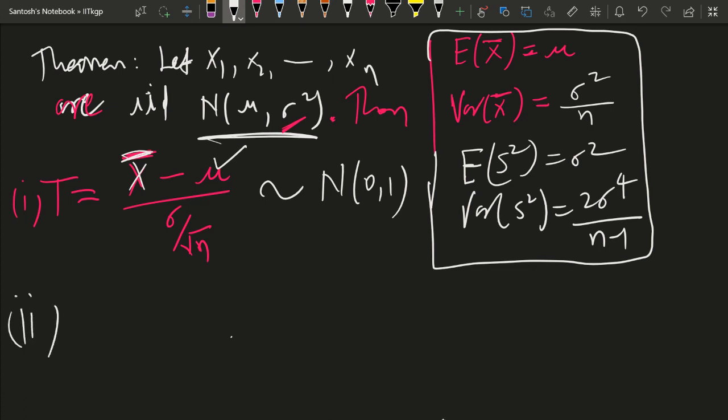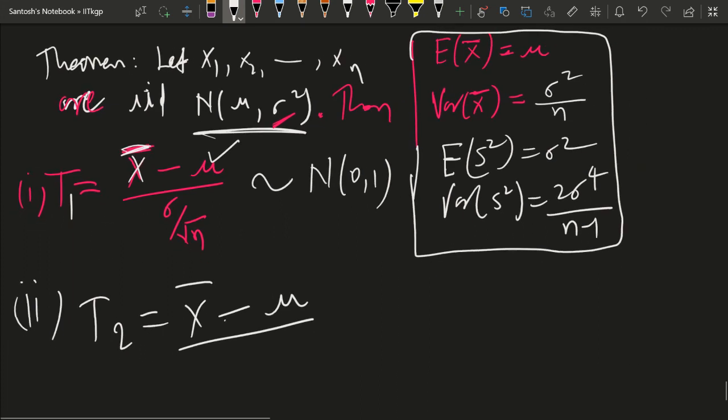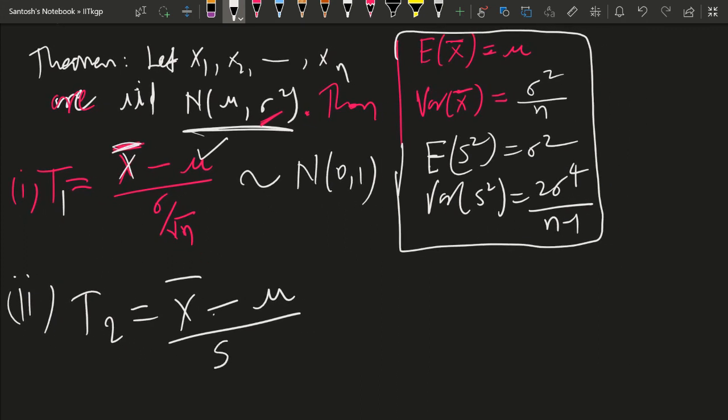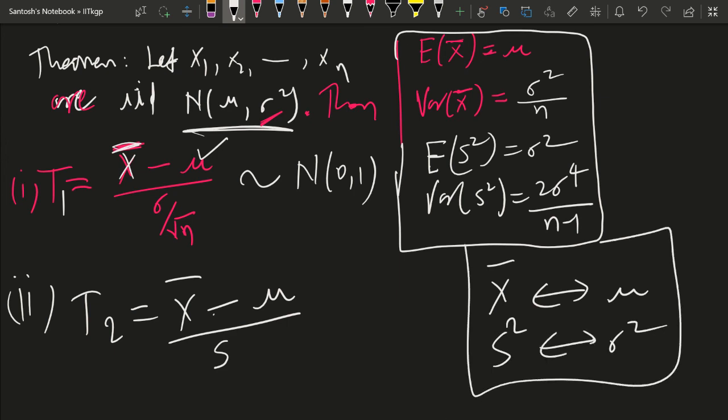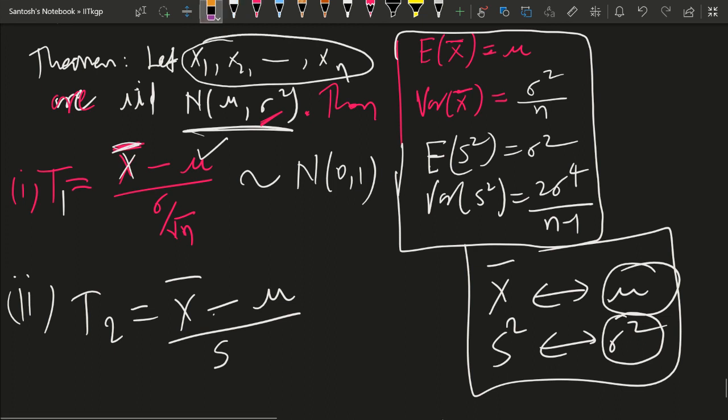Second point. So this is T1 suppose, and T2 is X bar minus mu upon S by root n. Now sigma is unknown, suppose. If sigma is unknown, S square is the estimator of sigma square, and X bar is the estimator of mu. Whenever mu is unknown, X bar will be used. Whenever sigma square is unknown, S square will be used, because S square and X bar can be calculated using this sample.